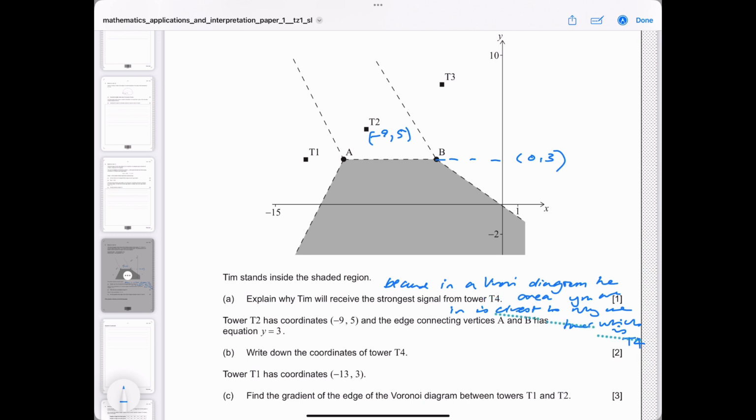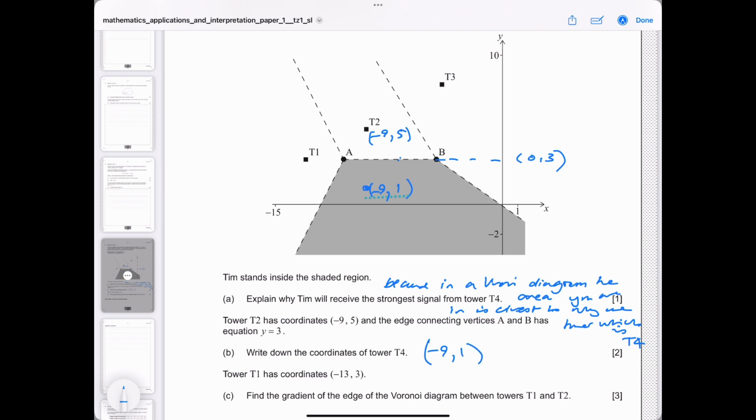So tower 4 is going to be on the other side of this line, equidistant from T2. So tower 4 is going to be, we count 5 down to 3, and then we count 2 down to 1. And then it's -9, 1. So -9, 1. I don't have to give a reason for that.